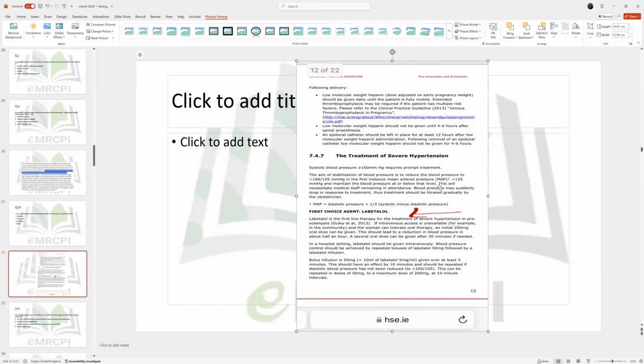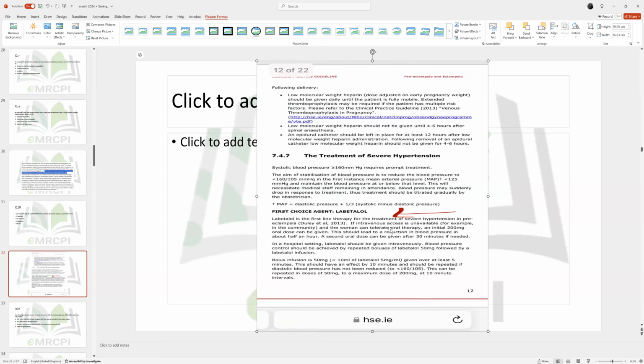My question, Dr. Asma, which one will I give first? Antihypertensive or magnesium sulfate? Which one will you start with in the management of preeclampsia? Which one, Dr. Asma? Antihypertensive first. Okay, so my friends, here, this is from the Irish guideline.